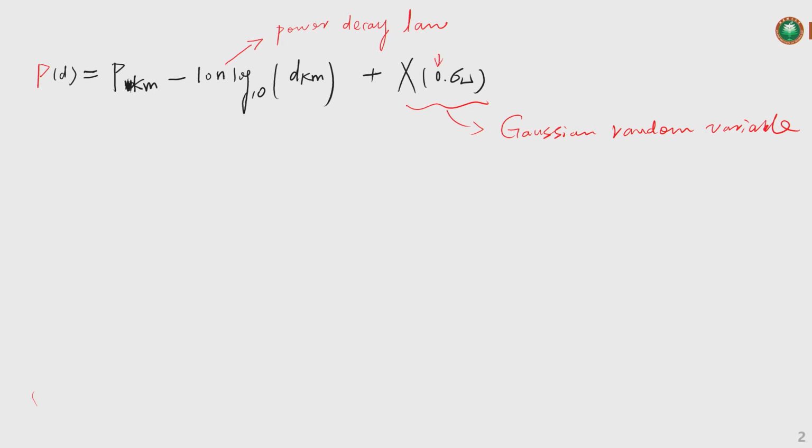So if we take the average of the whole received power, that means this term is going to be 0 because its mean value is 0 and the standard deviation is sigma L. So if we take this term, then it becomes 1 kilometer minus 10 times n times log 10, the distance in the unit of kilometer here. So here we need to consider one point.